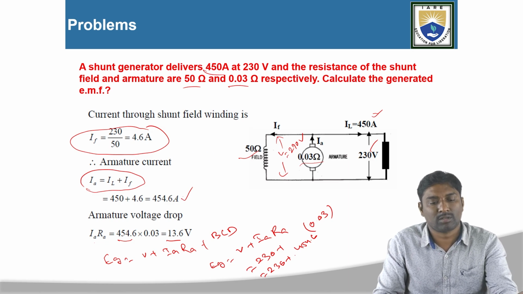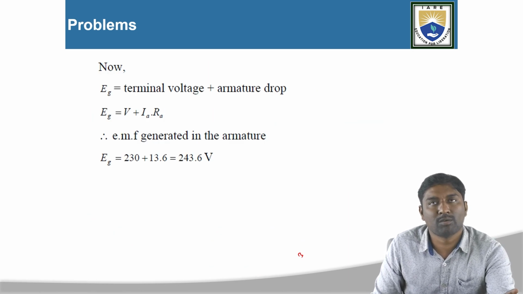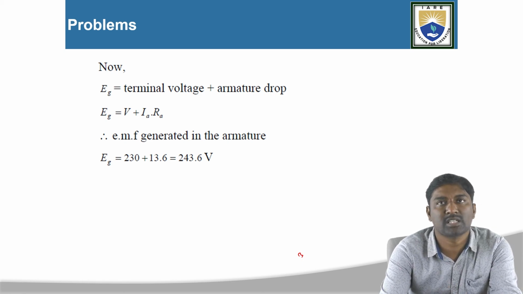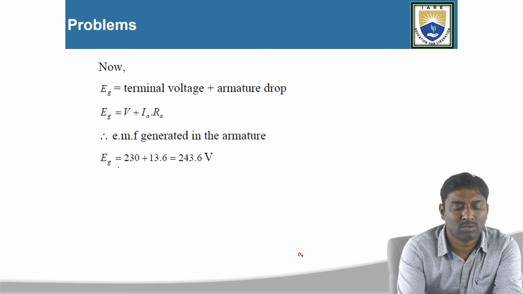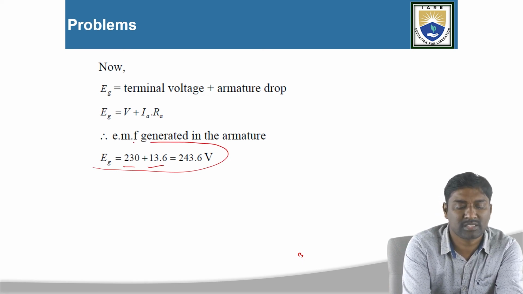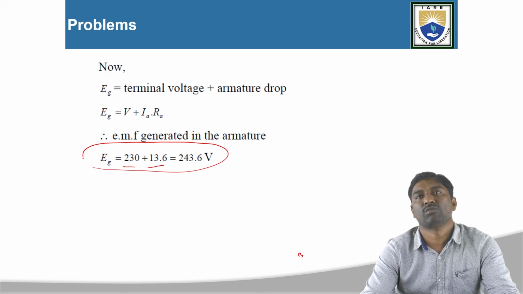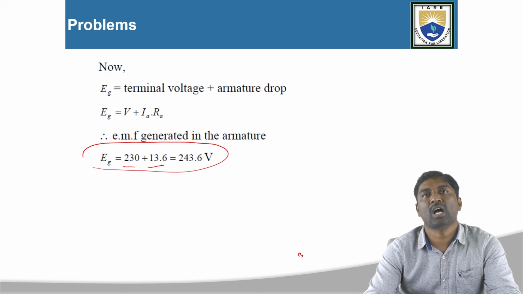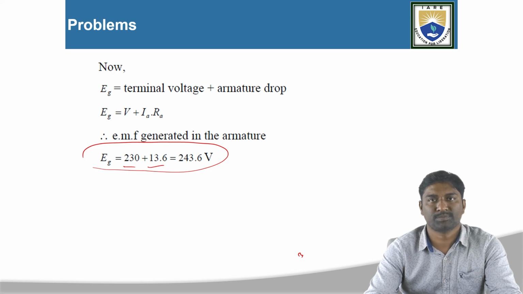So you can observe, now EG is equal to terminal voltage plus armature drop. That is EG is equal to V plus IA into RA. That is, the EMF generated in the armature is EG is equal to 230 plus 13.6, which is 243.6 volts. So like this we need to do the problems.